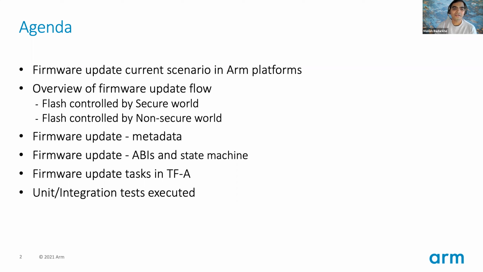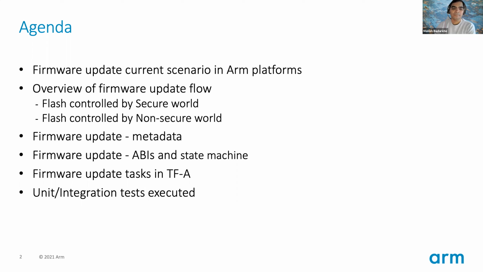Then I will talk a little bit more about the metadata, what metadata fields are present, how these fields are getting updated, and how TFA uses these fields in order to decide where the firmware update resides. And then we will go through the ABIs that mention the calling between the update client and update agent. These are FFA ABIs. We will look into that when I come to that slide.